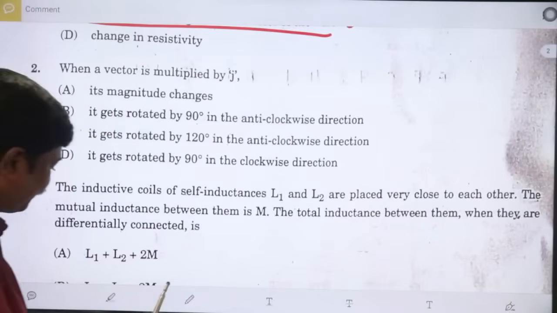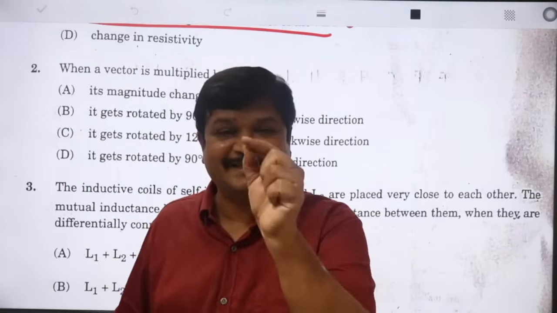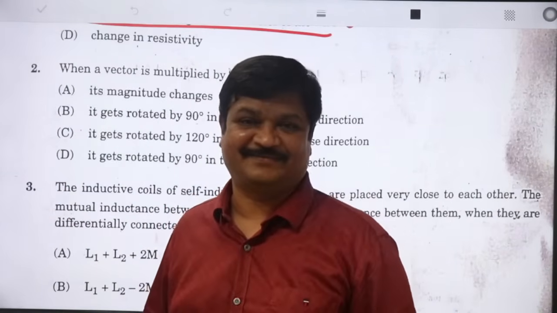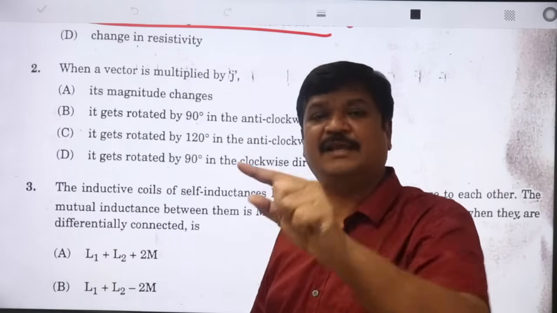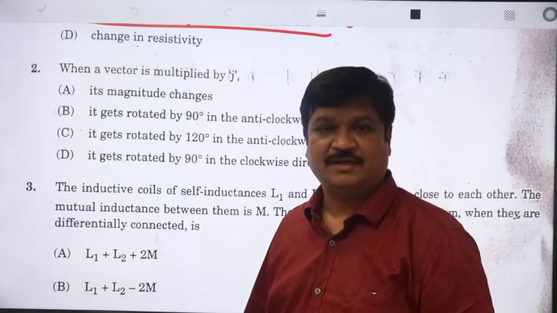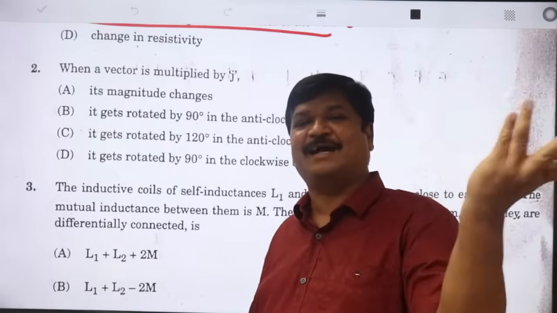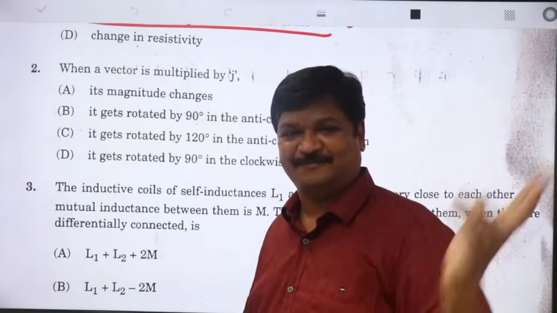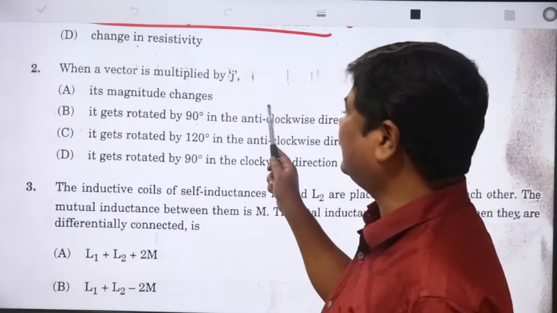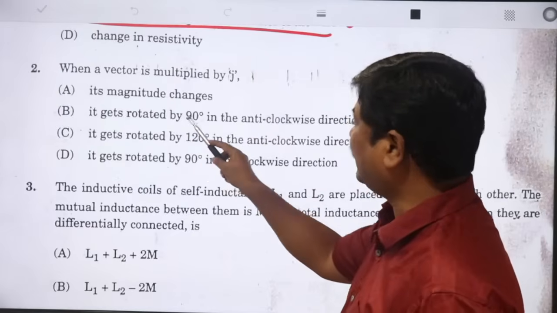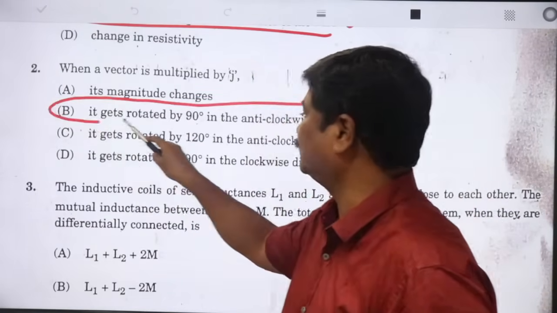This is even AC fundamentals. Just check our video. What is J? What is the complex? The J is rotated by 90 degrees in the anti-clockwise direction. This question may be expected for AE also, but for AE they may ask you operator A or alpha. Operator A or alpha is 120 degrees, while J is 90 degrees, rotated in an anti-clockwise direction.